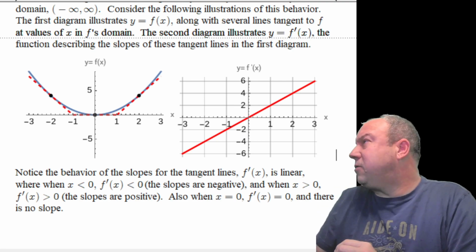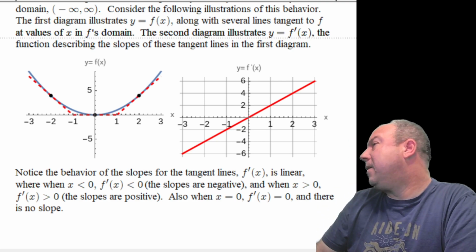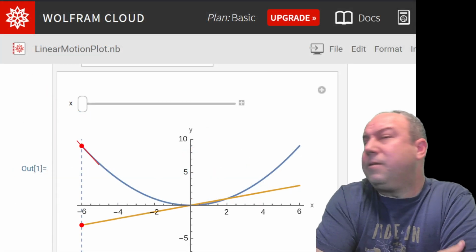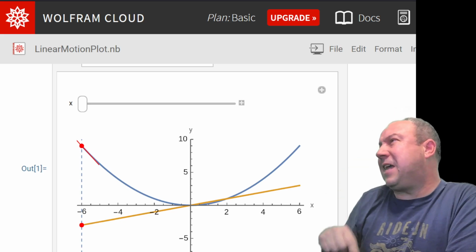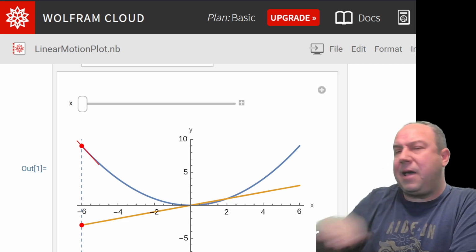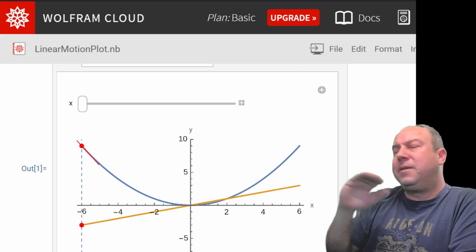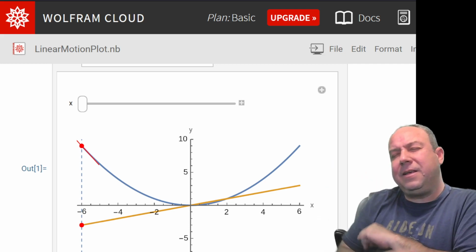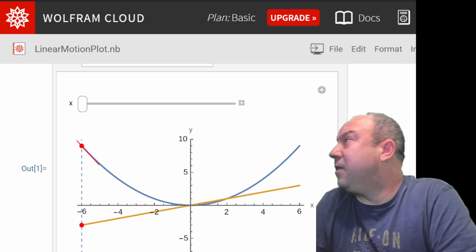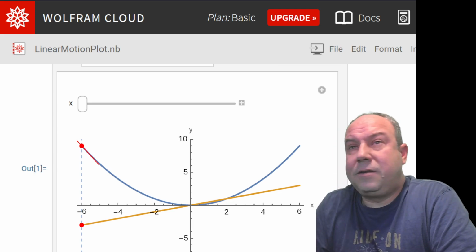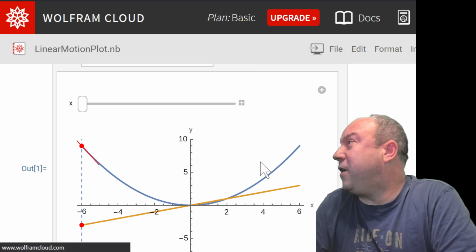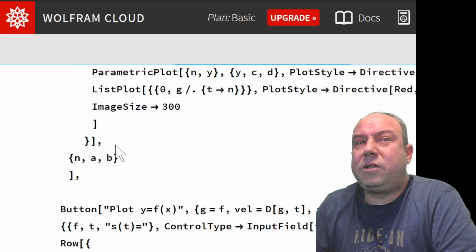To help highlight this, I also have another illustration of this. Let me bring this up. Here is illustrating the same concept. This function is slightly different. This is 1/4 x squared versus just x squared, but it gives us this parabolic shape and the corresponding slope of the derivative function, the slope of the tangent line. For the parabolic function seen here, we're interested in the slope of the tangent line.